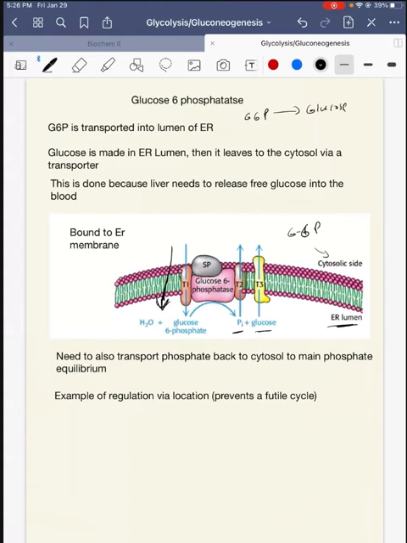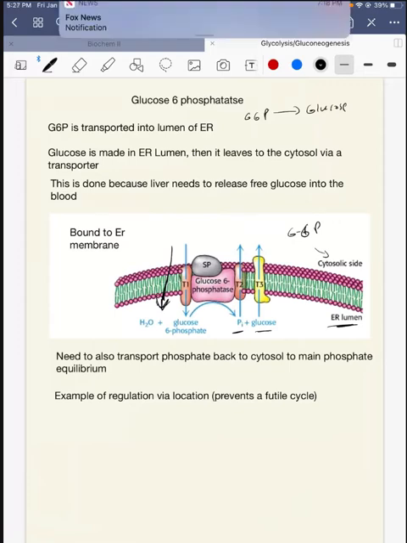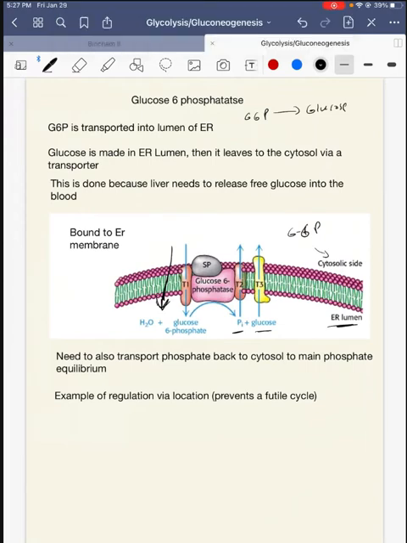So this is done as a way for the cell to regulate gluconeogenesis and glycolysis to prevent a futile cycle. Because if those two enzymes both ran in the cytoplasm, there's no clear way to prevent them running in a circle. So glucose 6-phosphate enters the ER lumen, is converted to glucose, and then it exits into the cytoplasm.